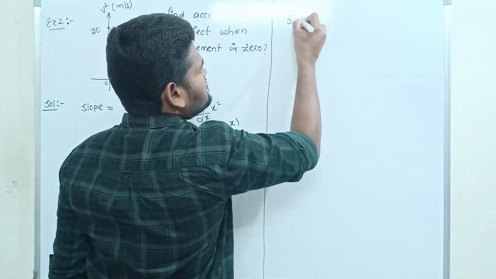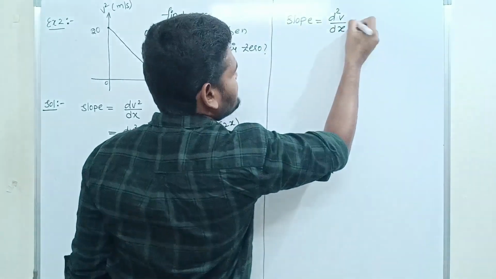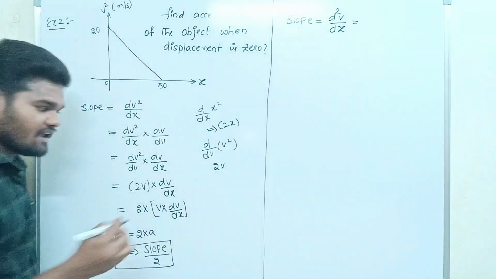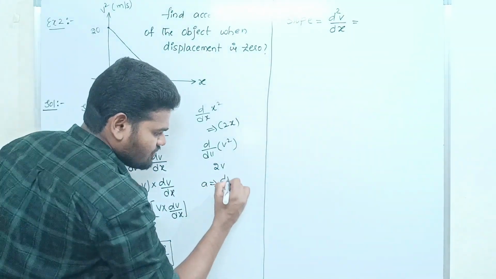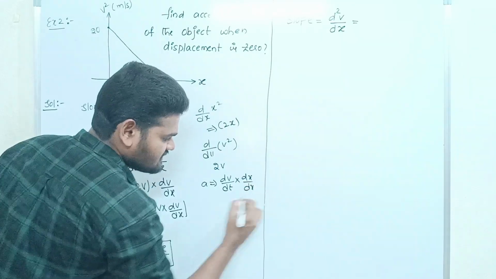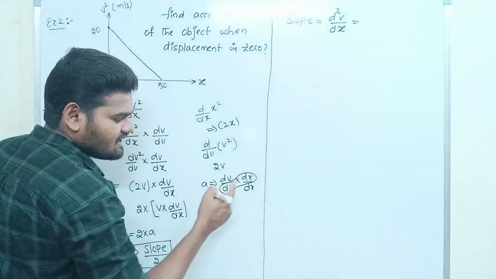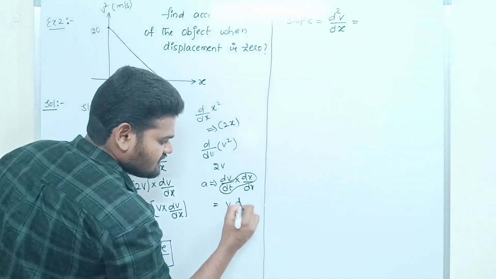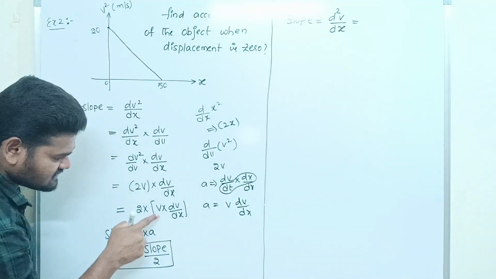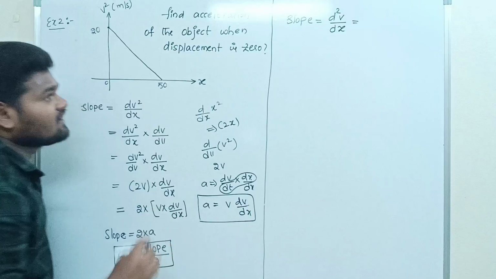So v into dv by dx is nothing but what? a. Acceleration is equal to dv by dt. Just multiply with dx divided by dx. So dx by dt is nothing but velocity. The rate of change of distance is called velocity. So v into dv by dx is nothing but what? Acceleration. Are you getting one?